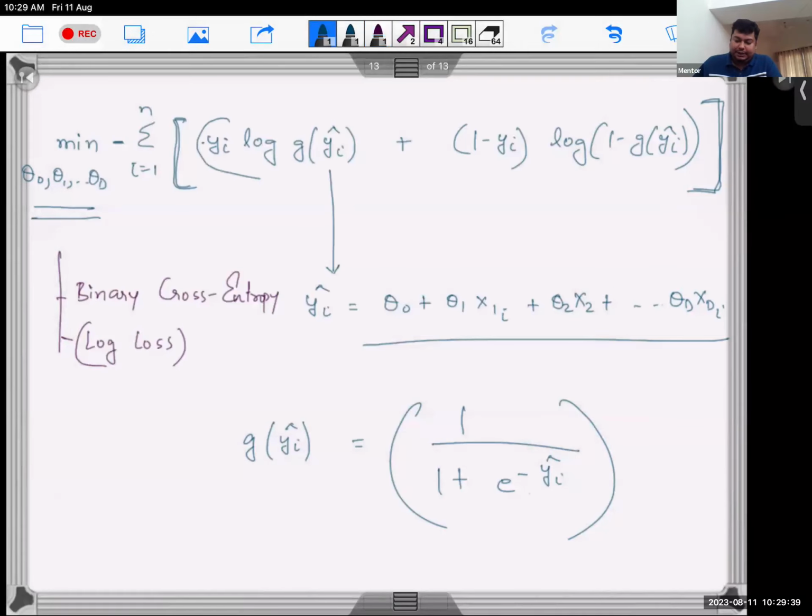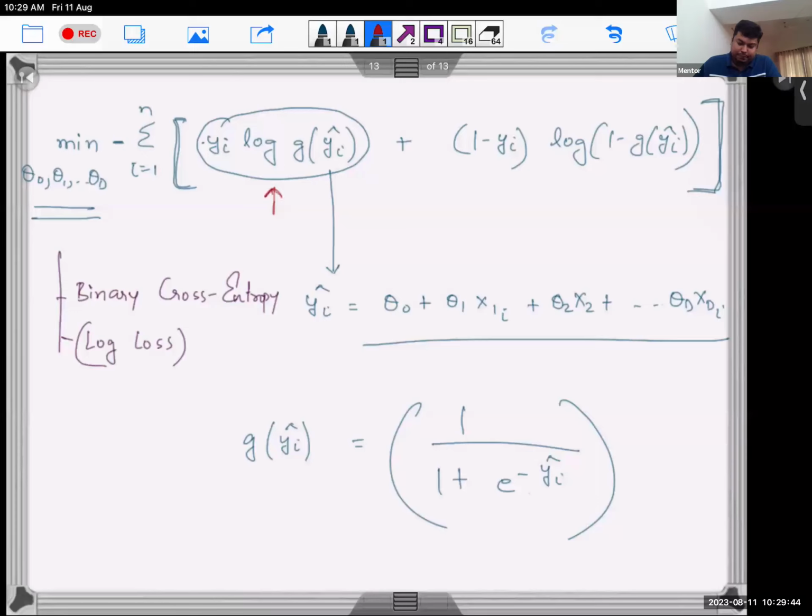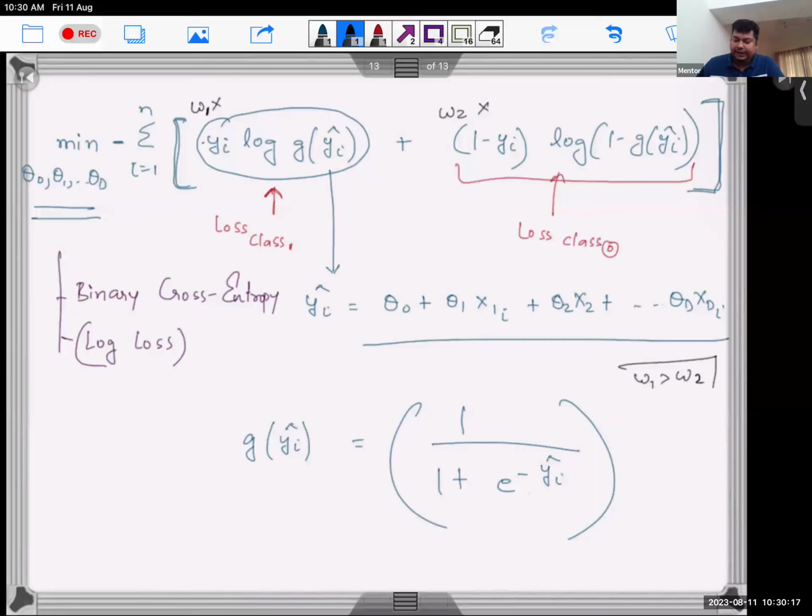Just a few things. This component is responsible for class 1 or class 0? First component. Last one. Class 1. Okay, this is the loss for class 1. And this is the loss for class 0. Now, I'll just ask you one simple question. Let's say if I multiply this loss with, say, W1 and this with W2. W1 is a constant and W2 is also a constant, which I will pre-specify. Let's say if W1 is greater than W2, can I say that I'm giving more weightage to class 1 samples?